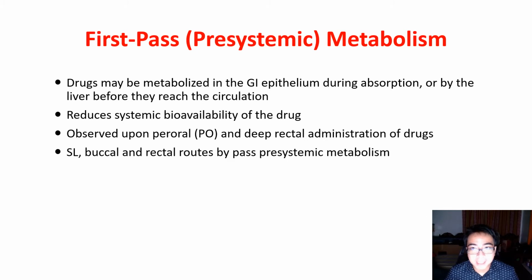So, the first pass metabolism naman pala, class. Okay? You've been hearing about this over and over again. Okay? So, let's just do a refresher again. So, class, the first pass effect is known as presystemic metabolism. So, drugs may be metabolized in the GI epithelium during absorption or by the liver before they reach the systemic circulation.